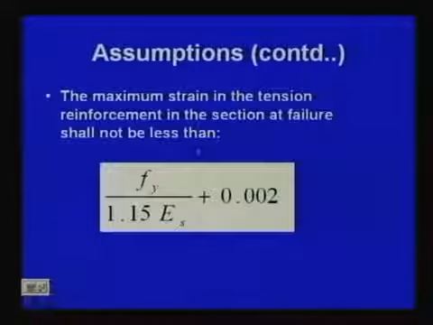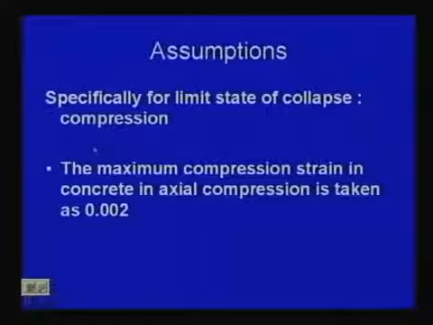and the maximum strain is dependent on the steel used. So from there we can find out the maximum strain, that for Fe 415 or Fe 250 or Fe 500 we shall get different limiting strain for steel. Now specifically for limit state of collapse compression, in addition to those, the maximum compression strain in concrete in axial compression is taken as 0.002.